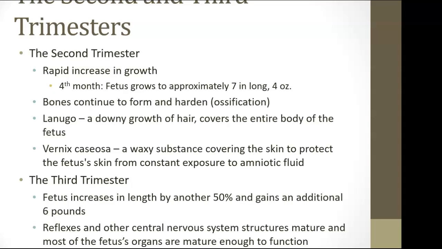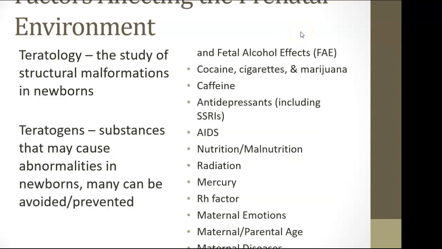So if you have a preterm baby that might be born at the end of the second trimester, a lot of times they can have that downy hair and that waxy substance, the vernix, still on the baby. In the third trimester, it's where the baby really grows and reflexes start, the central nervous system matures, organs mature, and then birth.